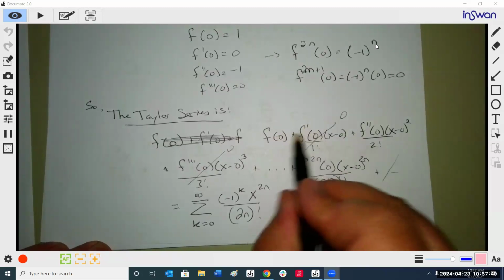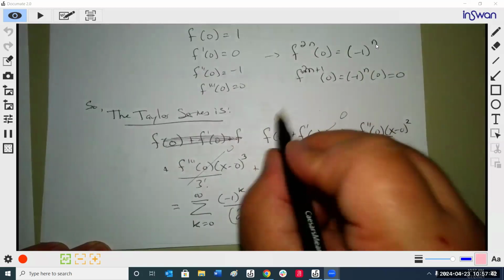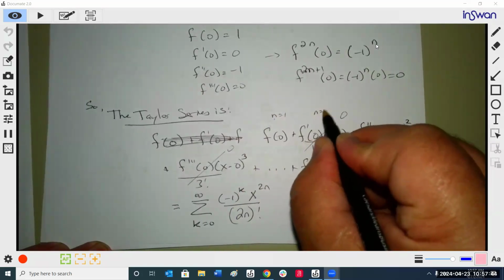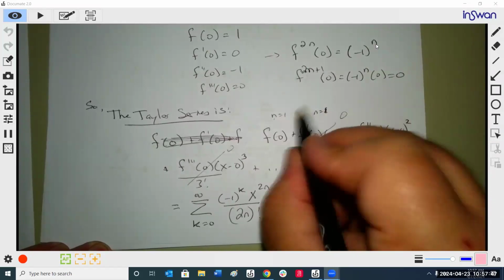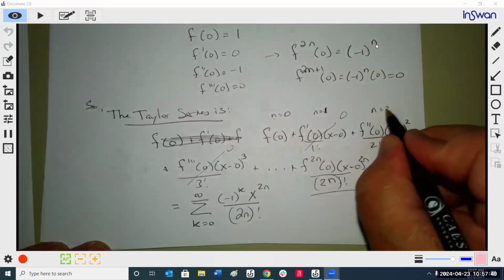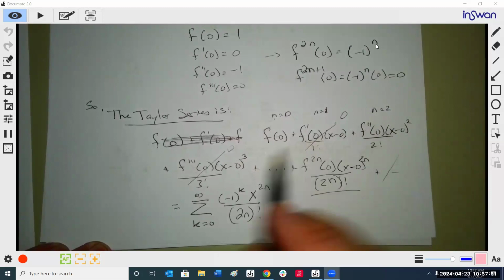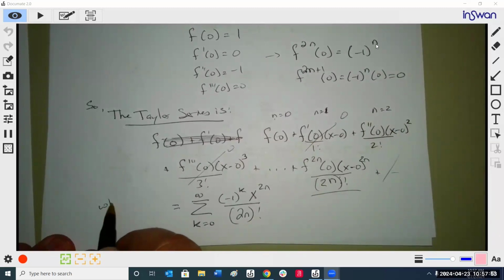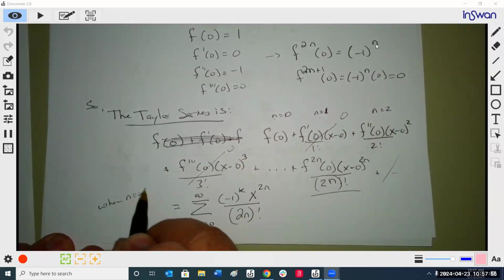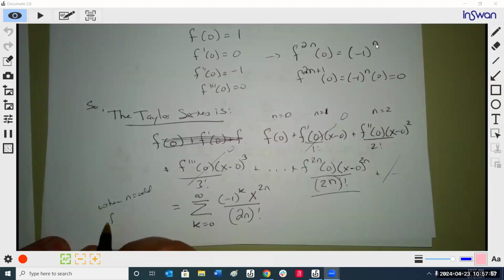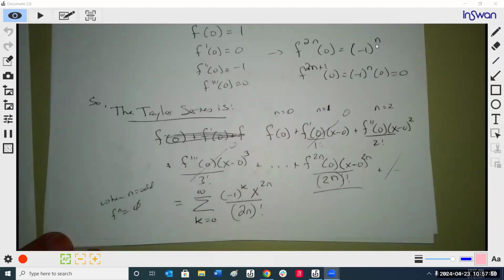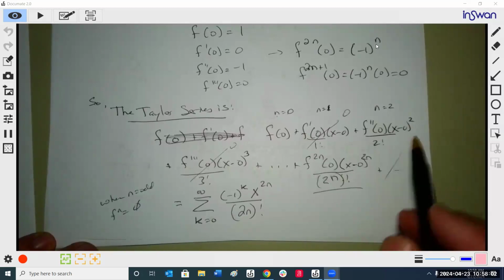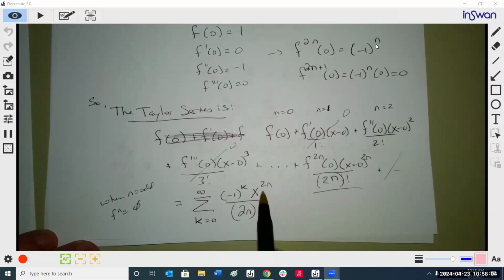Just for all the odds. 0, 1, 1 is 0. This n equals 2. So whenever n is odd, the derivative is 0. So only keep the even ones.